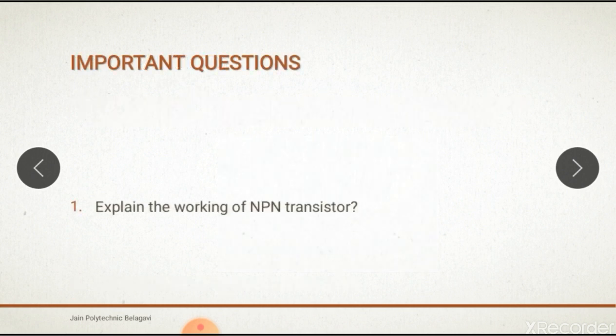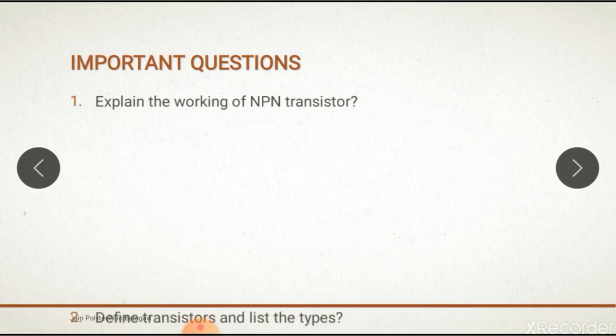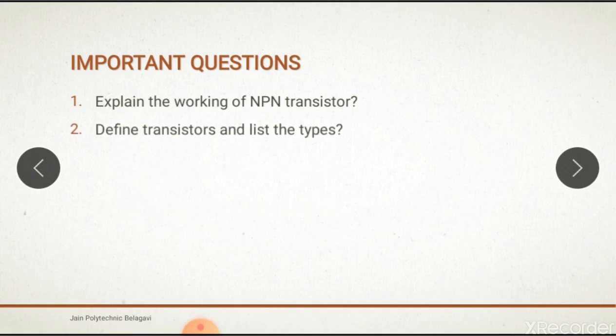Important questions asked: explain the working of NPN transistor, and define the transistor and list the types.